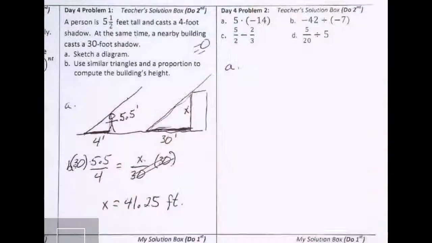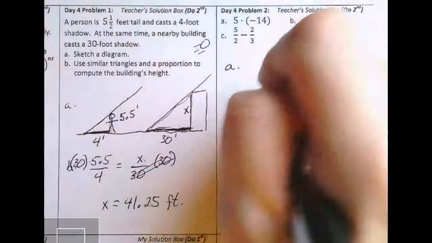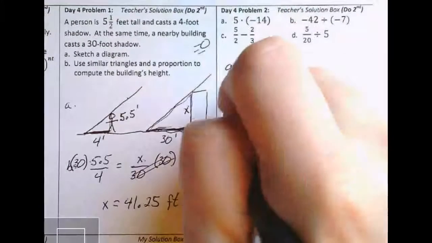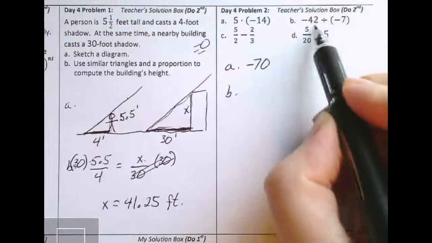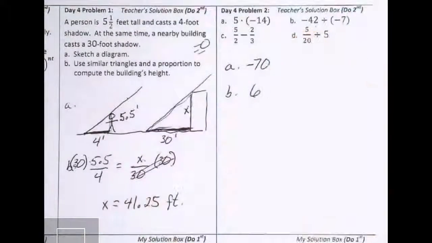Okay, day 4, problem 2. Question A, we have 5 times negative 14. That's negative 70. Question B, dividing these numbers makes 6.